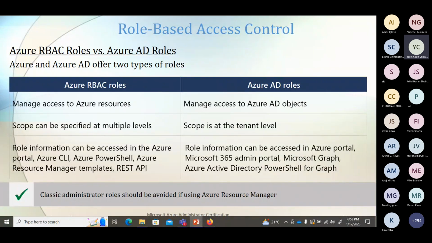Role information can be accessed. These Azure RBAC roles you can access from the Azure portal, Azure CLI, Azure PowerShell, Azure Resource Manager templates, ARM as we call it, and the REST API. But for Azure AD roles information, you can use the Azure portal, Microsoft 365 admin portal, Microsoft Graph, and Azure Active Directory PowerShell for Graph. These are the differences between Azure RBAC roles and Azure AD roles.